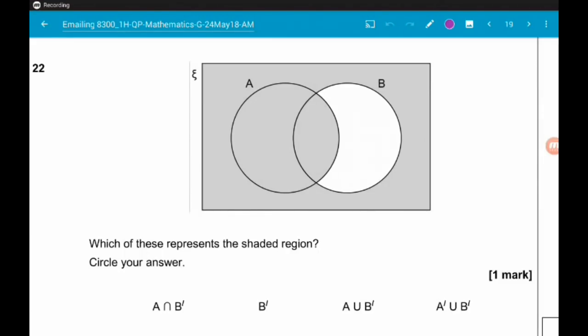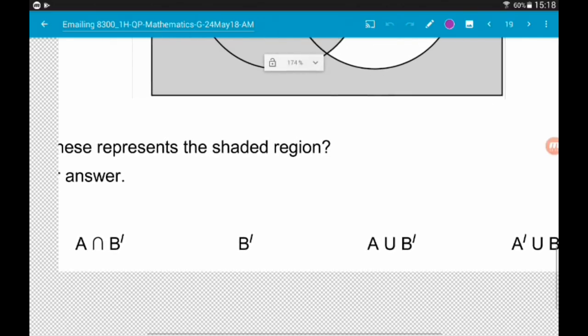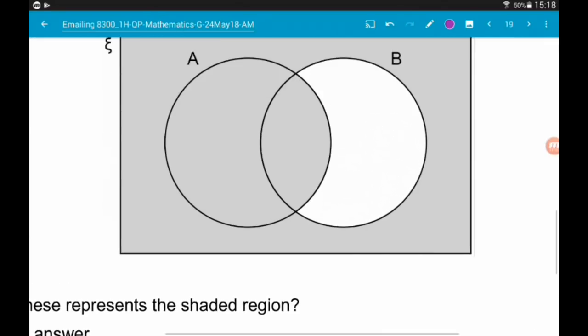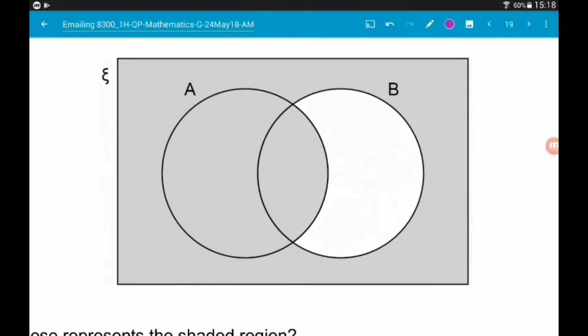Okay, for 22 then we have a Venn diagram with a shaded region, and we're asked which set notation represents the shaded region. So you see these little dashes on some of the set notations. For example, B dash, this second one, that means not B. So if we look at what we've got, the whole of the A circle is shaded, and then the whole of the outside of the circles is also shaded.